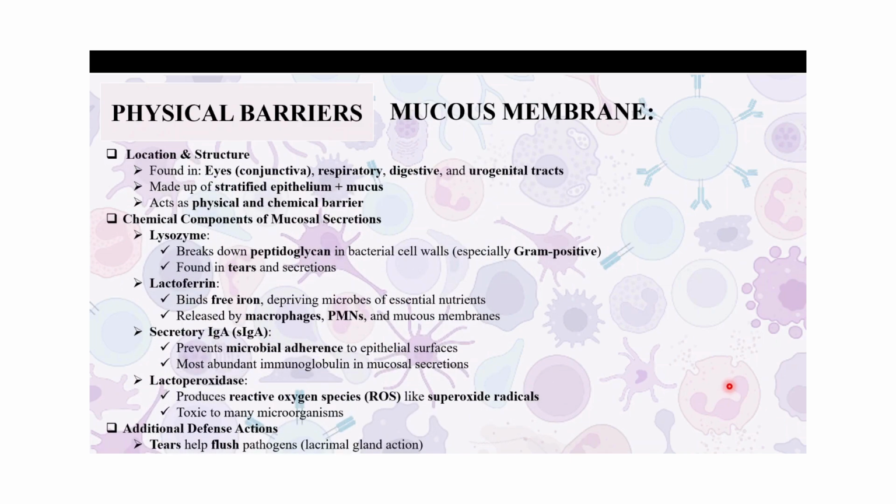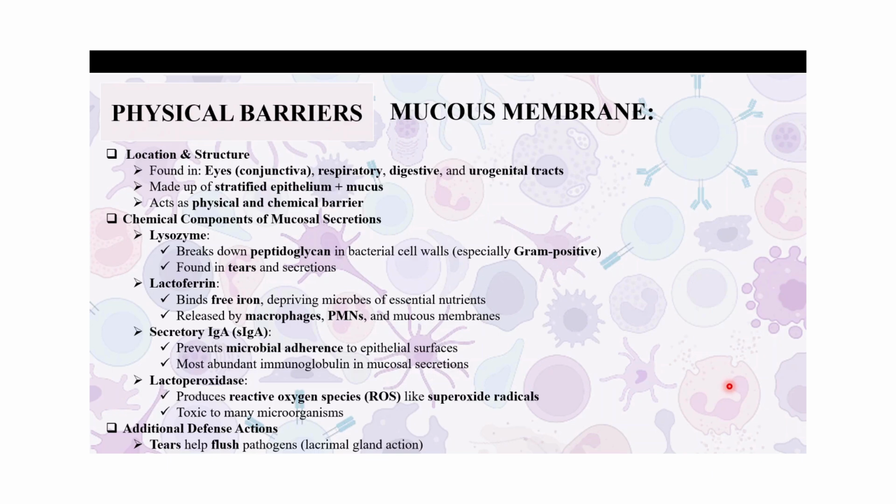Now the location: the mucous membranes are present in areas like the eyes, respiratory tract, GI tract, and urogenital tract. They are made up of stratified epithelium as well as mucus. So what makes them so special? They act as both physical as well as chemical barriers. Why am I saying it?